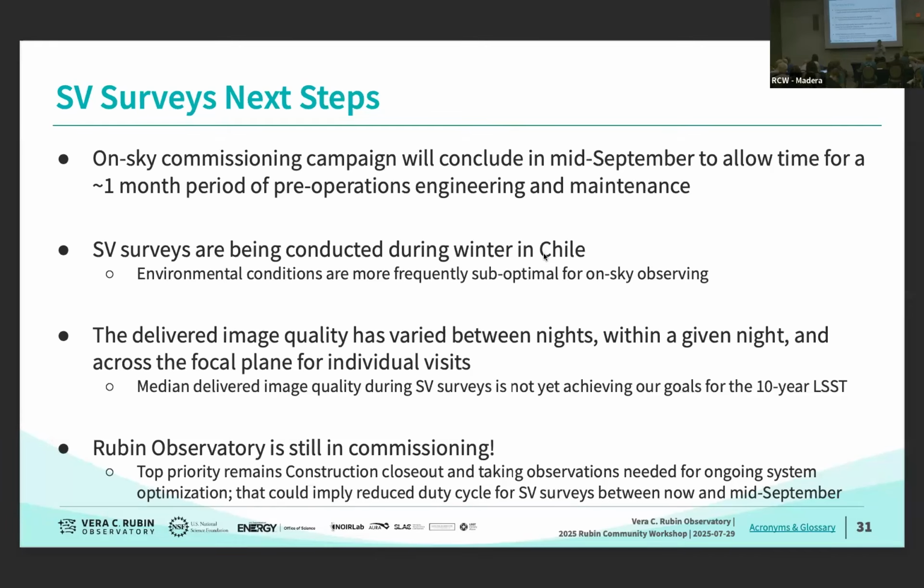Basically, Rubin Observatory is still in commissioning. Our top priority is construction closeout and taking observations needed for the ongoing system optimization and to commission the observatory. This might imply a reduced duty cycle for the SV surveys between now and mid-September. So the primary goal of these SV surveys is commissioning, it is construction, and it is to do science verification and validation for the construction project. The early science program is obviously opportunistic on this and tries to find synergies wherever possible.